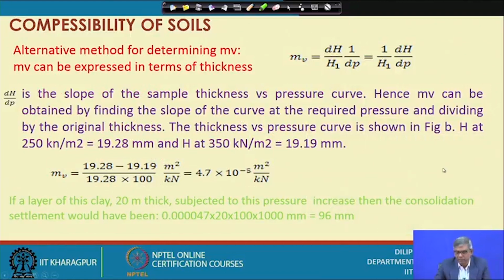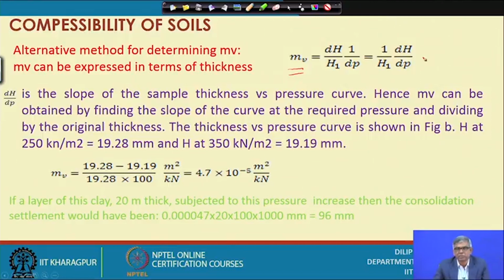You can see that the mv expression can be written in this form. Actually, mv equals volumetric change divided by unit pressure change. So, you can see volumetric change is this expression, and this is also volumetric change. If compression is only in the vertical direction, so A is constant throughout, then dH by H1 is the volumetric change, that means change dH over the original thickness H1, divided by dP. If I simplify this a little, then it is 1 by H1 into dH by dP.